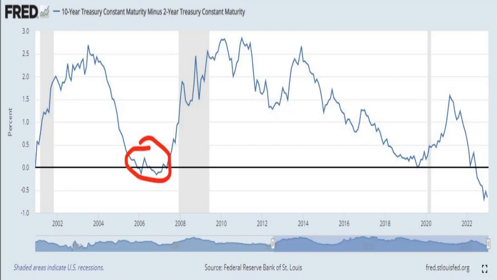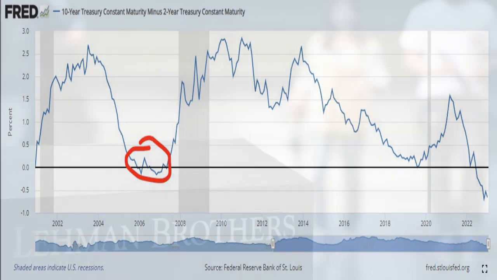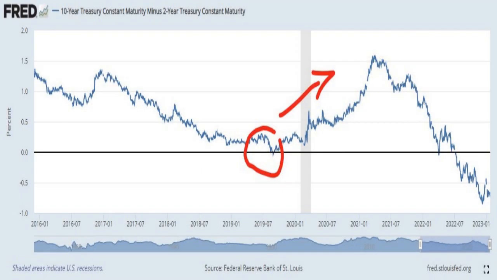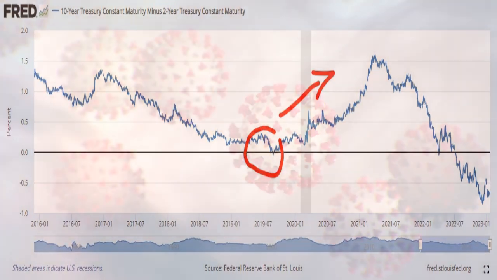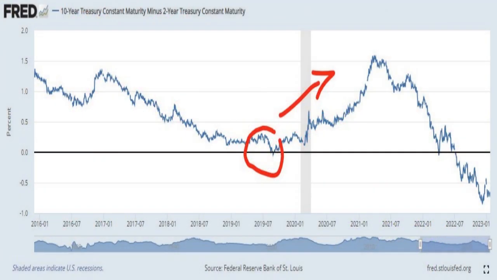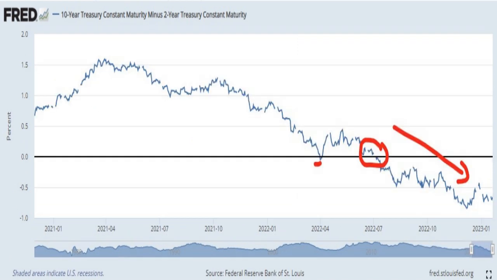Just before 2008, there is this dip just below zero, and then you had the Lehman crisis. Now we move all the way up to 2020, and just before 2020, the spread between the 2 and the 10-year almost dipped below the zero line, but then it went back up because of COVID, because what happened was the interest rates were dropped considerably by the Federal Reserve and also in Canada. And then you had the spread going back up again. Well, as of 2022, the spread dropped right below zero and it's going a lot deeper.